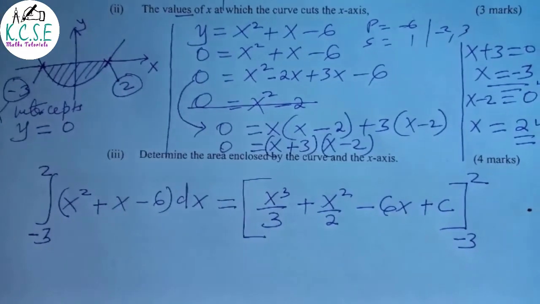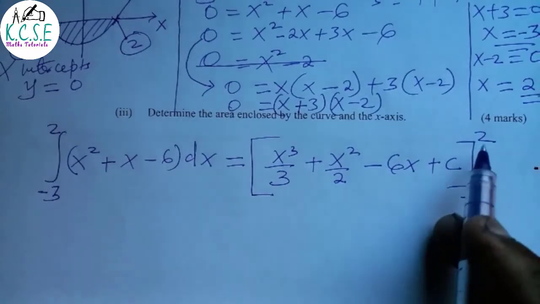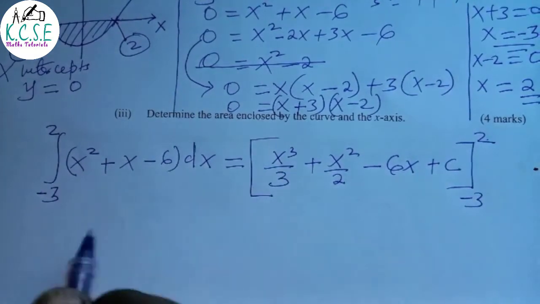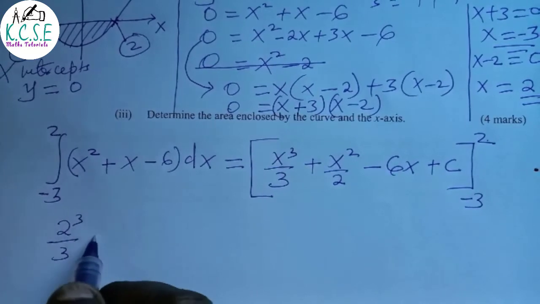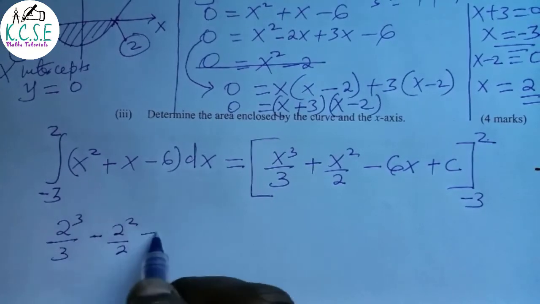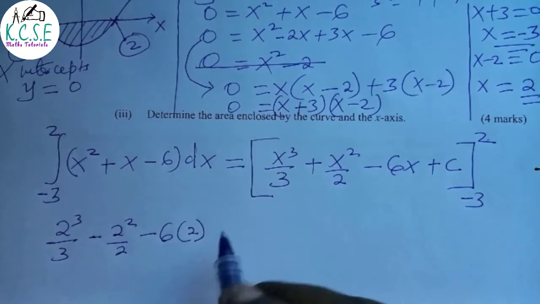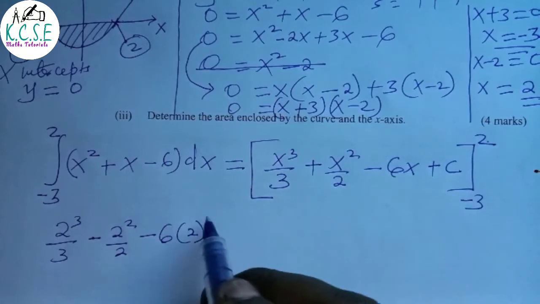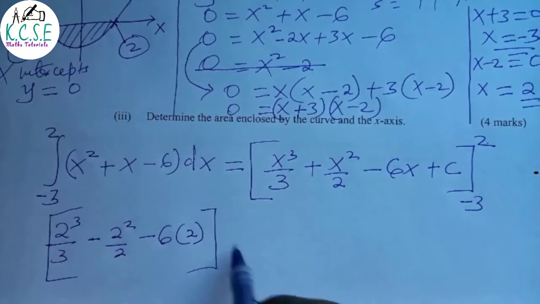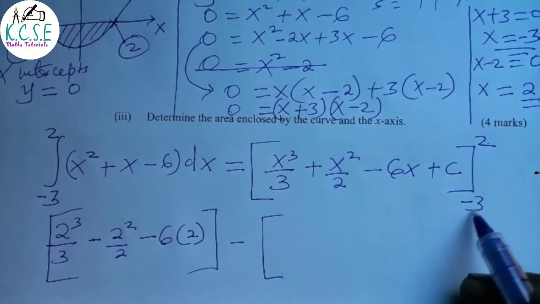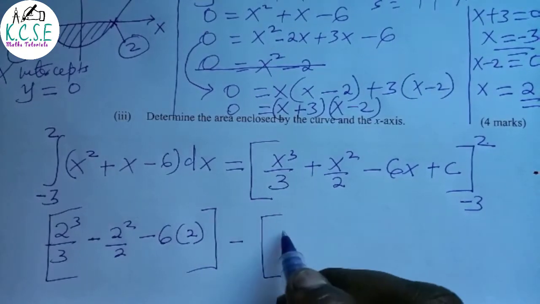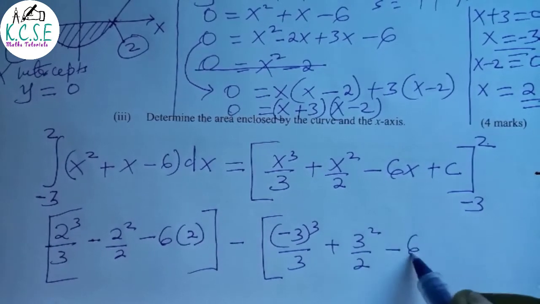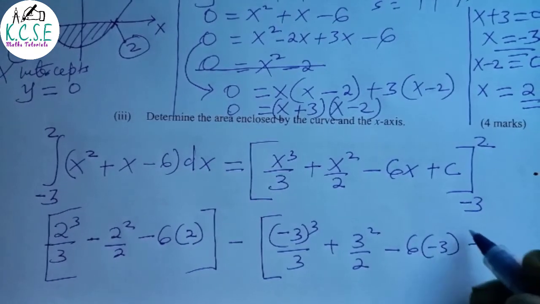So from there, to get the area, we shall begin by substituting the upper limit, that is 2, in this function. So the first one is 2 cubed divided by 3, subtract 2 squared divided by 2, subtract 6, x is 2. You can ignore c, since if you continue with c, it gets subtracted and you get 0. Then subtract. Now you have to substitute -3, the lower limit, in this function. So you get -3 cubed divided by 3 plus 3 squared divided by 2, subtract 6 times -3. And then you don't need to put that constant.